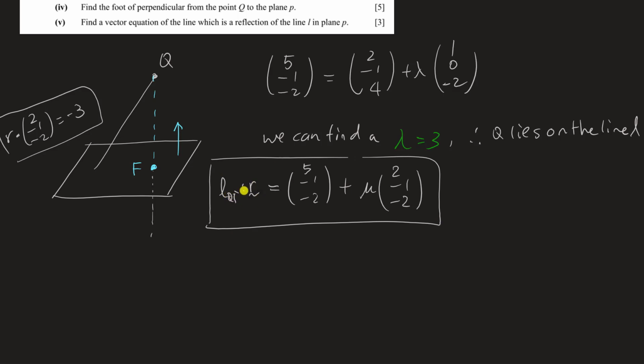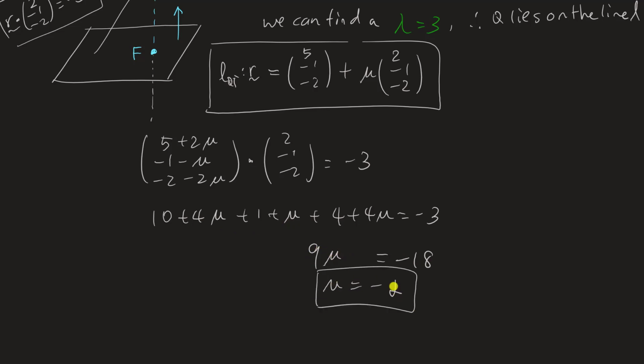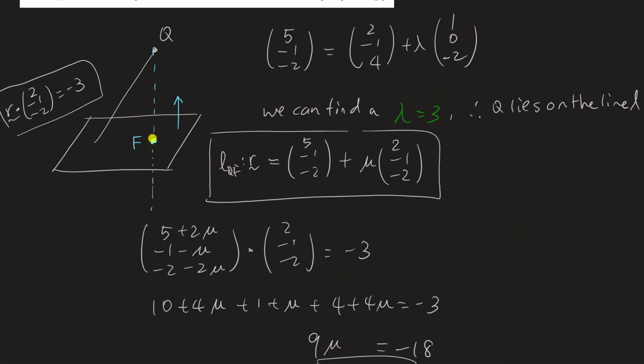like that. Right, we sub r into this r to give me (5 plus 2 mu, negative 1 minus mu, negative 2 minus 2 mu) dot (2, negative 1, negative 2) equals negative 3. 10 plus 4 mu plus 1 plus mu plus 4 mu equals negative 3. So on the right side we get negative 18, on the left hand side we get 4 mu plus mu plus 4 mu, 9 mu, so mu is negative 2. So this means that if I sub in mu equals negative 2 back into our QF line equation, we would get exactly the point F.